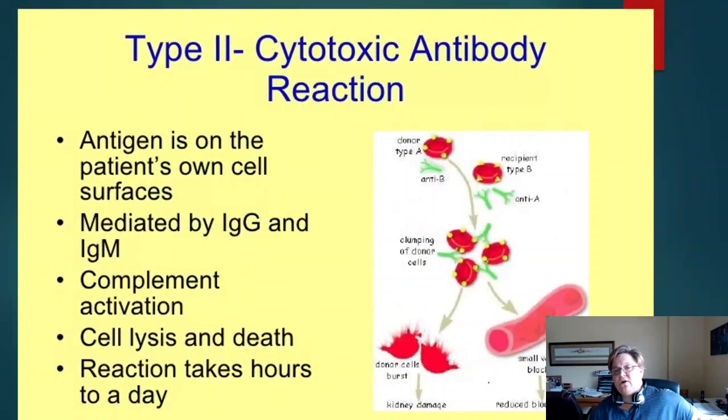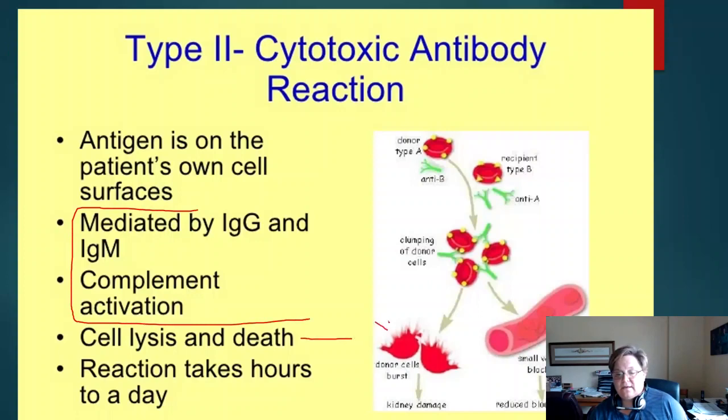So this is also called a cytotoxic antibody reaction. The antibody is already on the patient's cell surfaces. It's mediated primarily by IgG, but also some IgM. And the complement system is also playing a part. So we see both IgG, IgM, and complement. And then our cells lysis and burst. So we'll see donor cells lysis and burst.